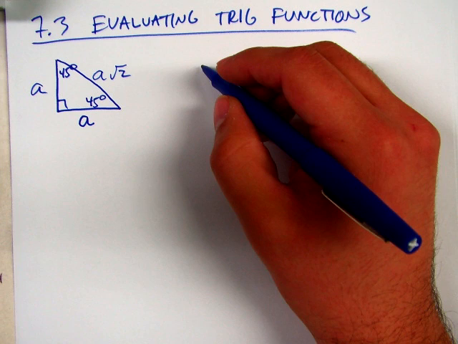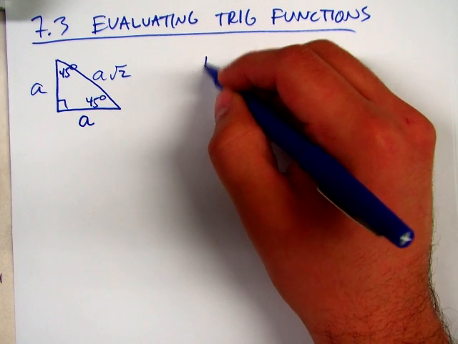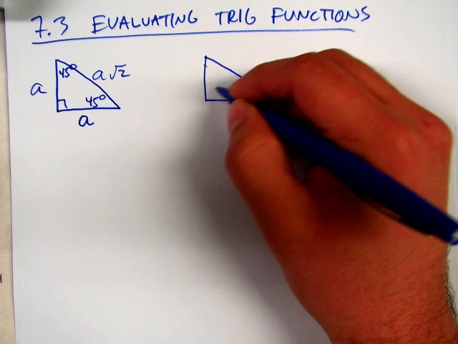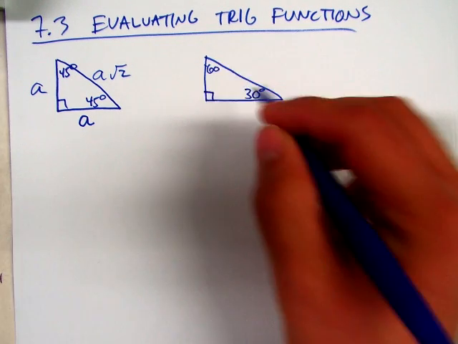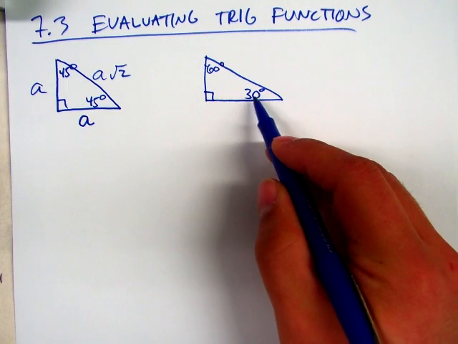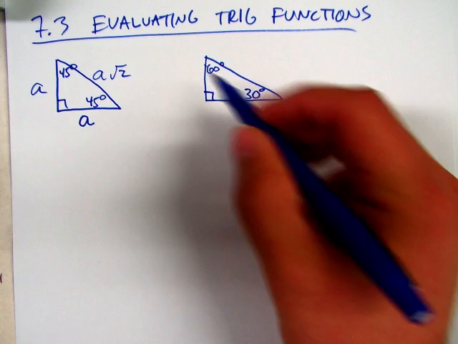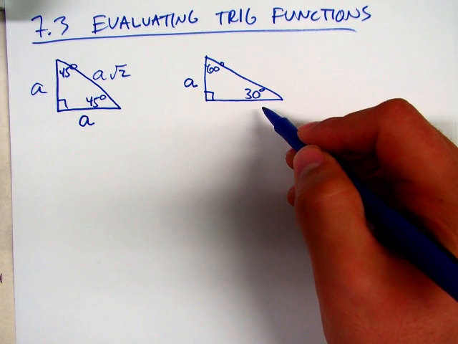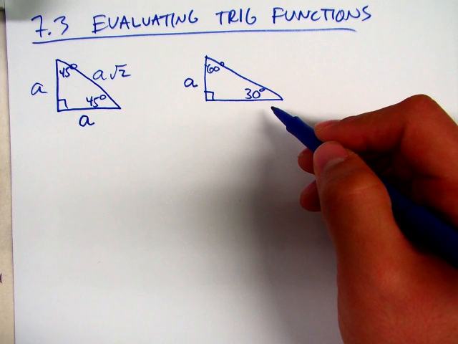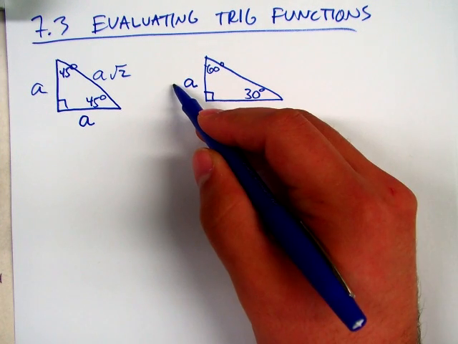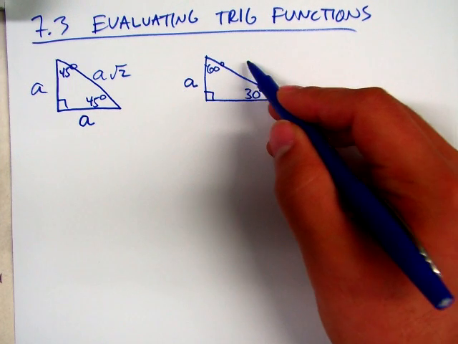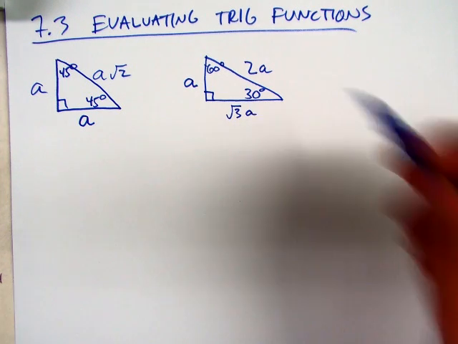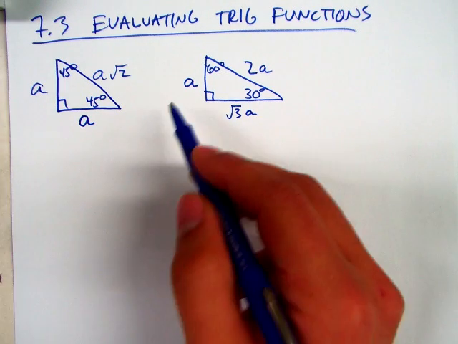Now let's do 30, 60, 90. We start with the short leg. We'll call that A. And I always remember 1, 2, root 3 is the numbers that need to get filled in there. This is 1. Where's 2A? And then where's the root 3? The other leg. Okay? So these are things you learned about last year.